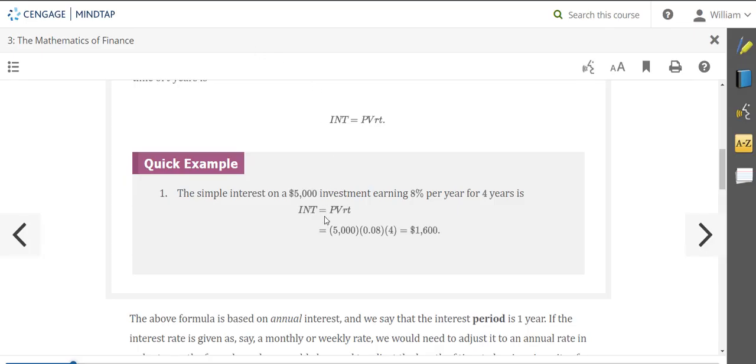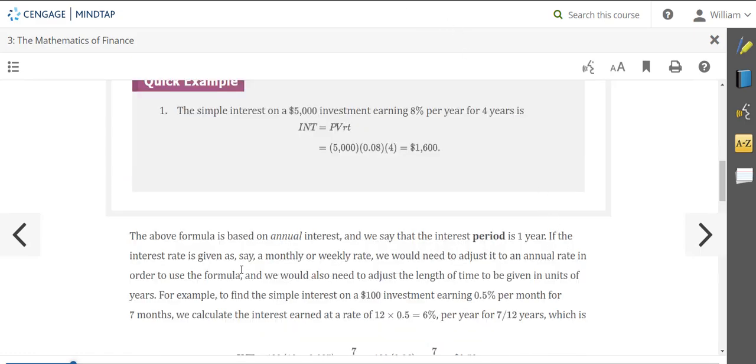So here's another example of INT equals PVRT. Suppose we had $5,000 at 8%, and we did this for 4 years. It would be 5,000 times 0.08 times 4 years. And that would give us $1,600. They say the above formula is based on the annual interest, and we say that the interest period is 1 year. So if we're talking about 8% per year, then the period is per year, or 1 year.